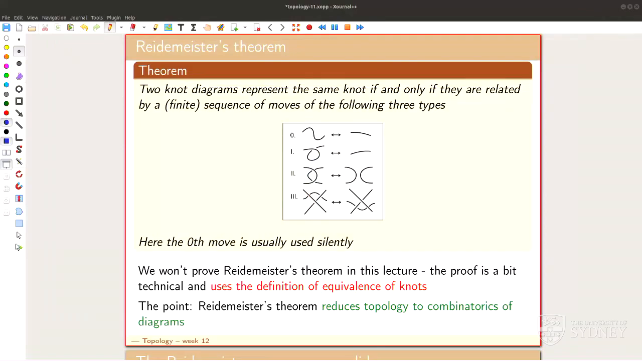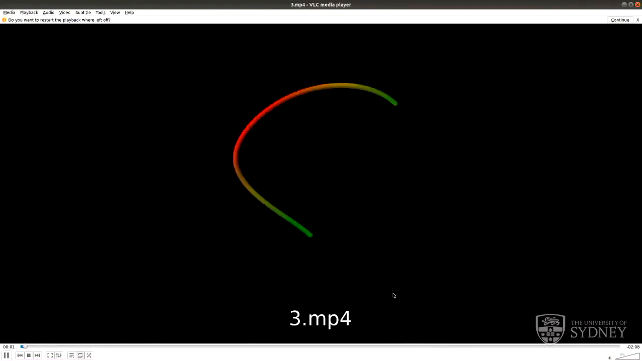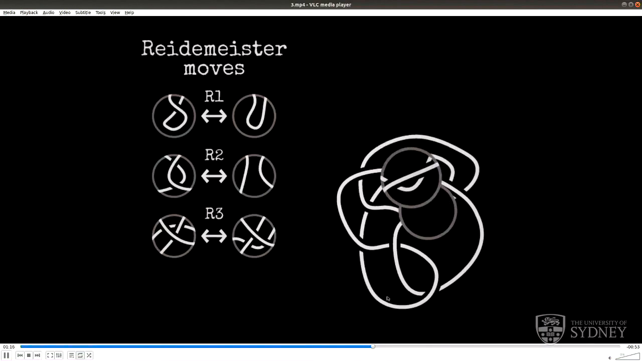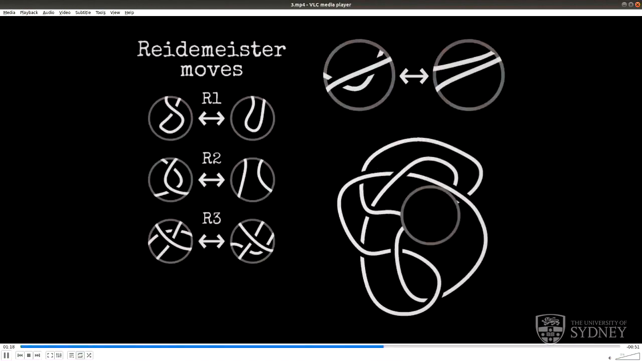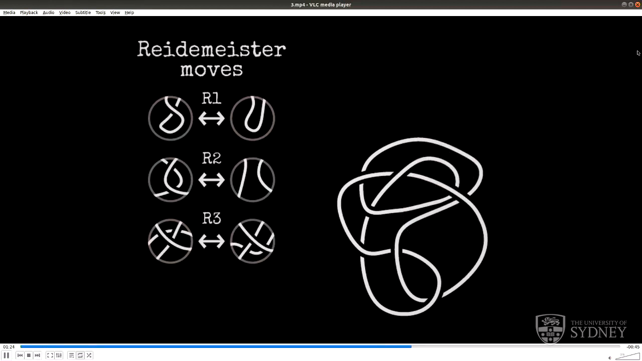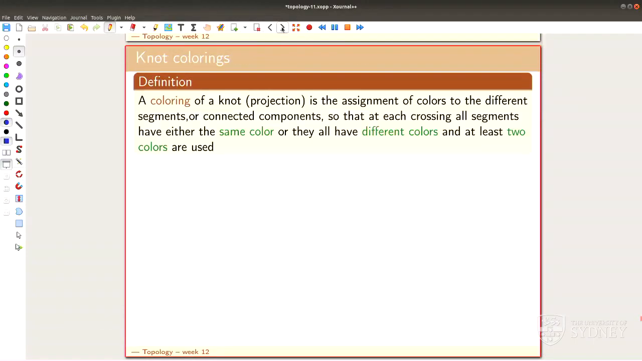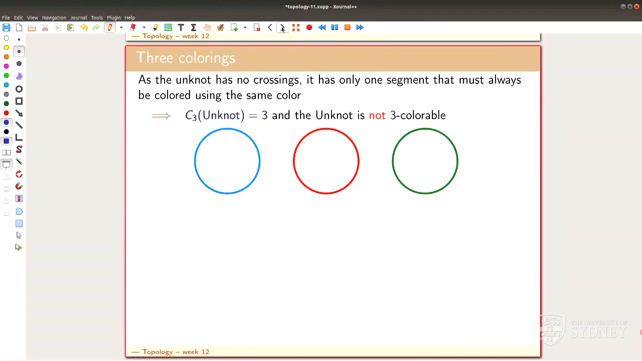It's a completely local argument. You just do it in a local neighborhood. And you never touch anything else. So you just need to check local pieces of the knot, which makes the whole story so ridiculously great. OK, let us see whether we can actually do that together now.